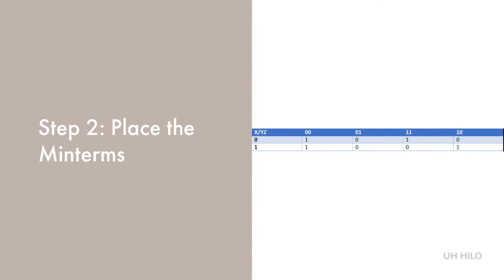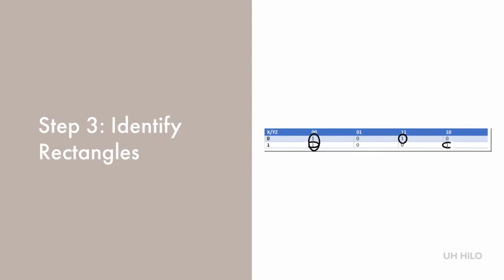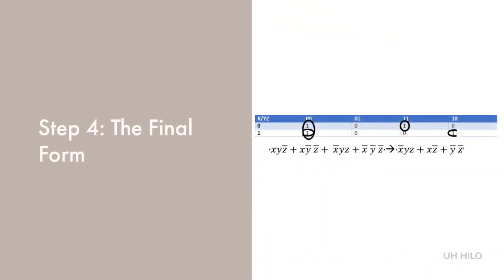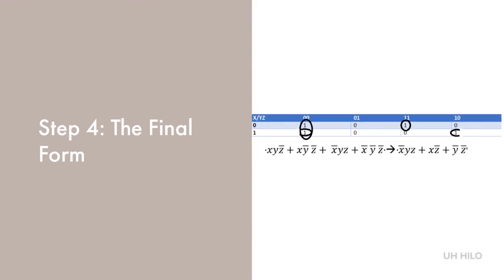We set the rest of the minterms equal to 0. Next, we identify the rectangles on the map. Now we get the equation. The one for the left column is y'z'. The wraparound in the bottom column is xz', and then all by its lonesome is x'yz. So the whole equation becomes x'yz + xz' + y'z'.